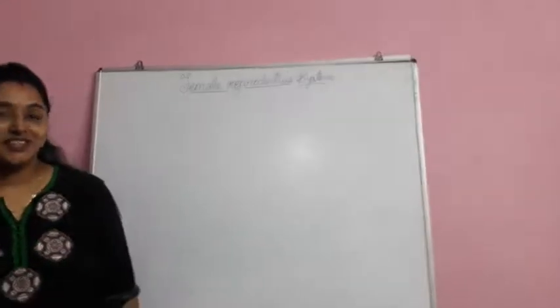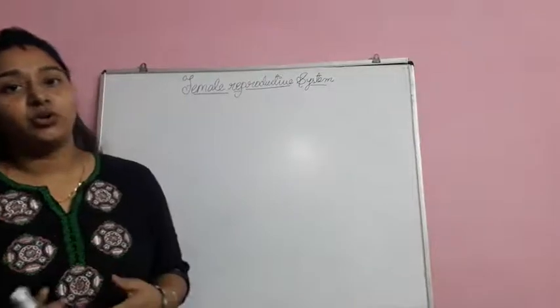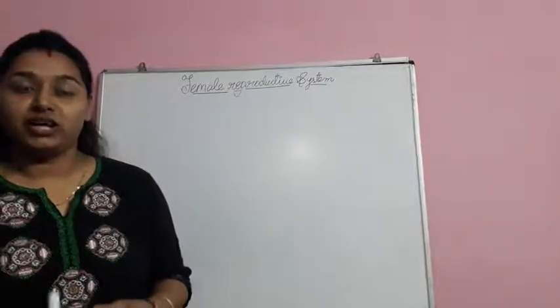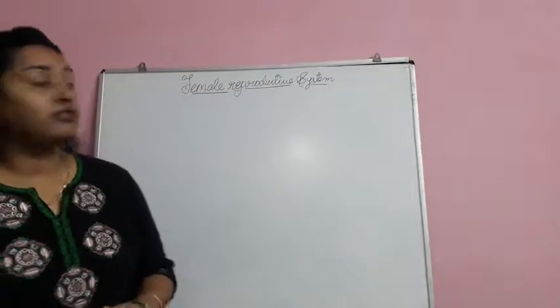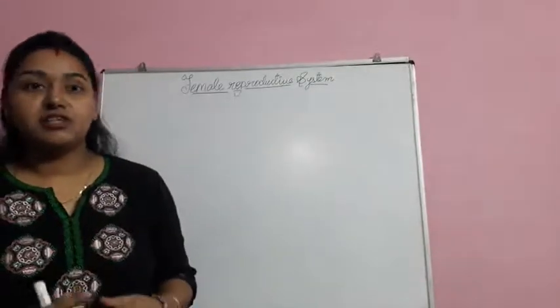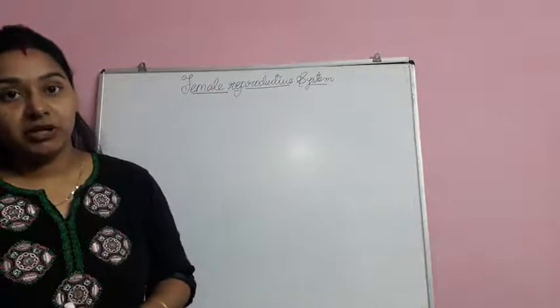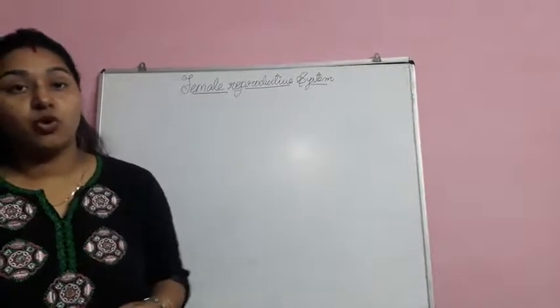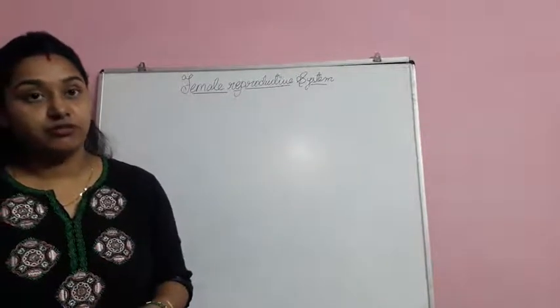Jai Hind students. We are on the chapter How Do Organisms Reproduce, and today in this video we are going to cover the topic female reproductive system. So for that, let's first draw the diagram of the female reproductive system, then we'll come to know all the reproductive parts in the human female body.